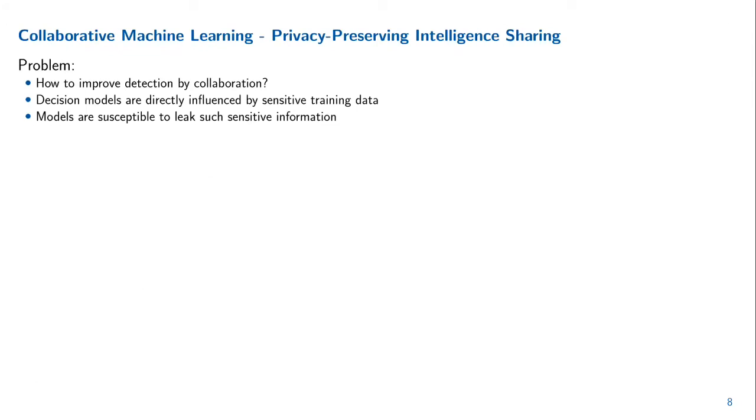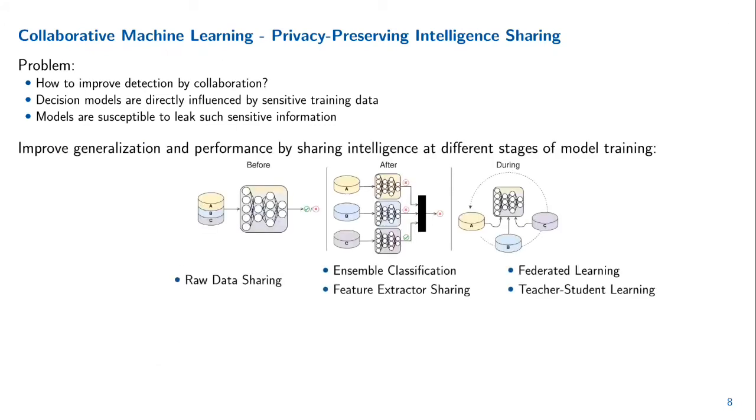For instance, you could recover browser histories of employees of an organization which has this data. And in SAPPAN, we improved the generalization and performance by sharing intelligence at different stages of model training. The first naive approach would be raw data sharing. Here we applied several approaches in order to not leak private information, for instance, applying Bloom filters and so on.